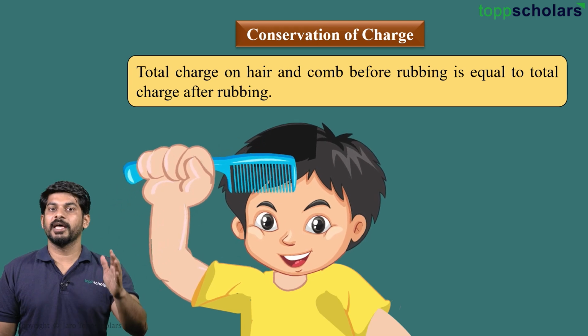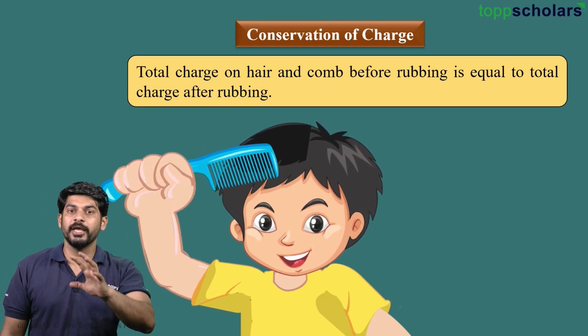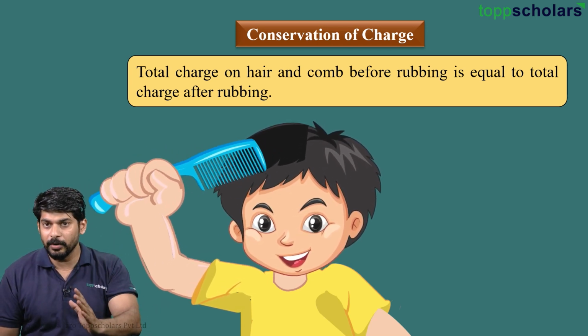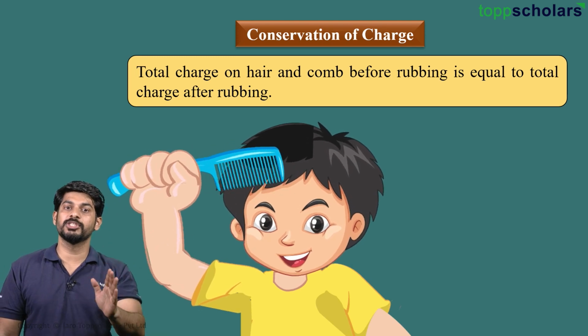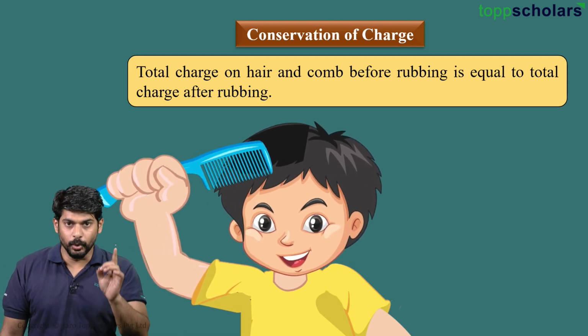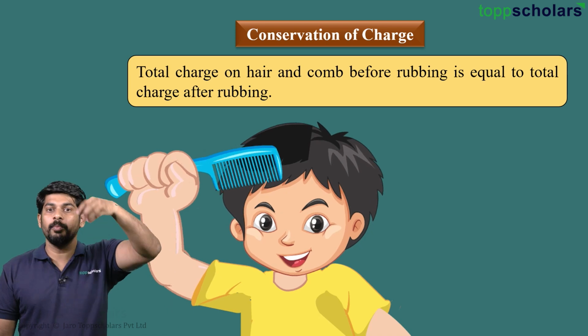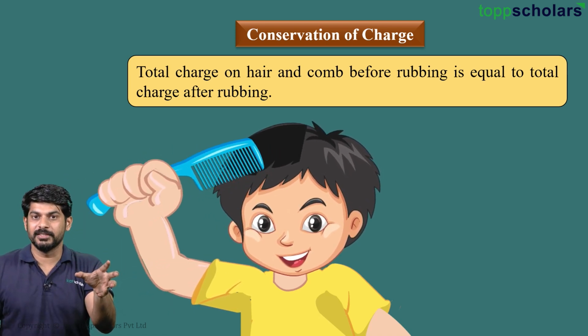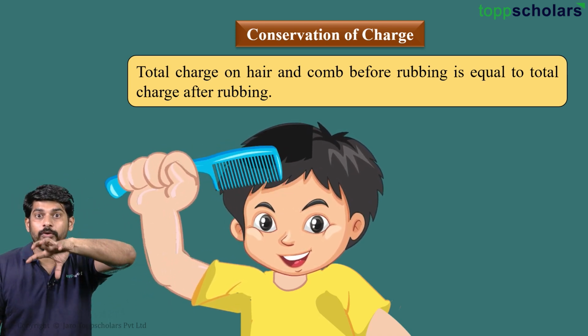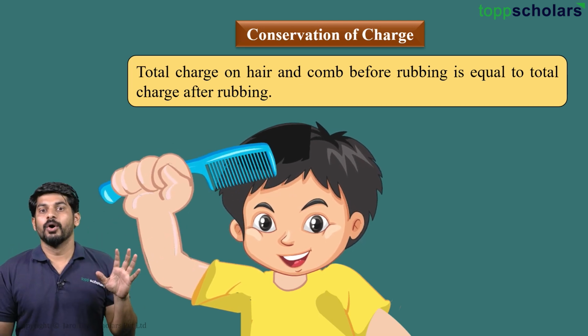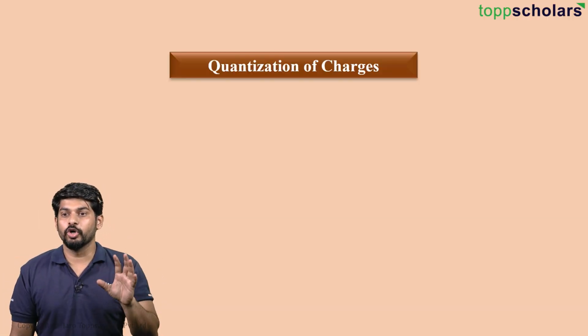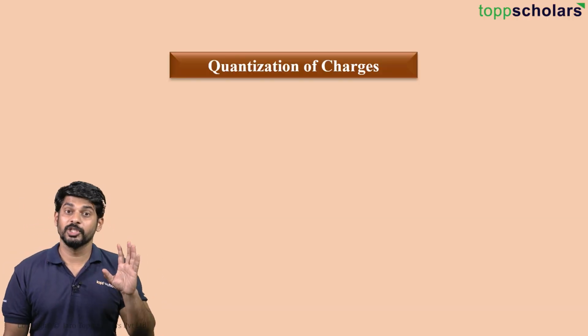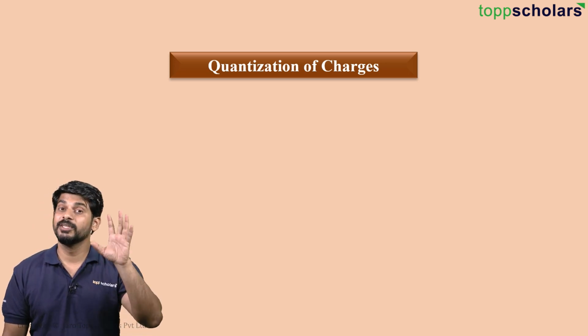Over here we can see that the total charge on hair and comb before rubbing is equal to the total charge after rubbing. The comb and hair together are one system we can consider, and the total charge on both is still the same. Moving on, now let's talk about quantization of charge, the third property associated with charges.